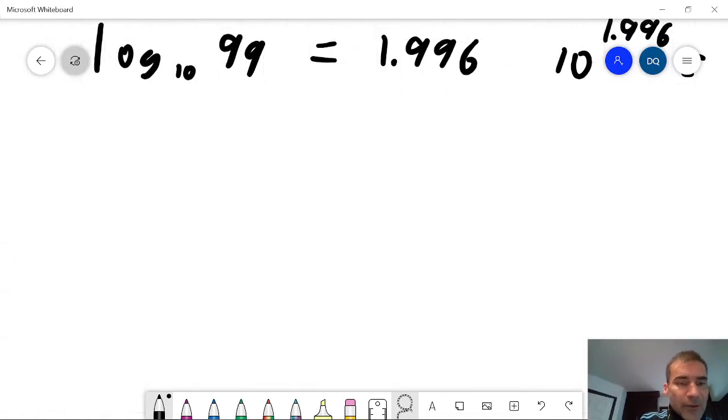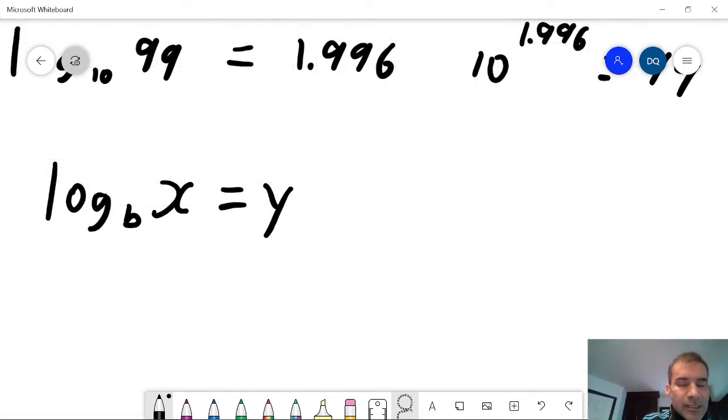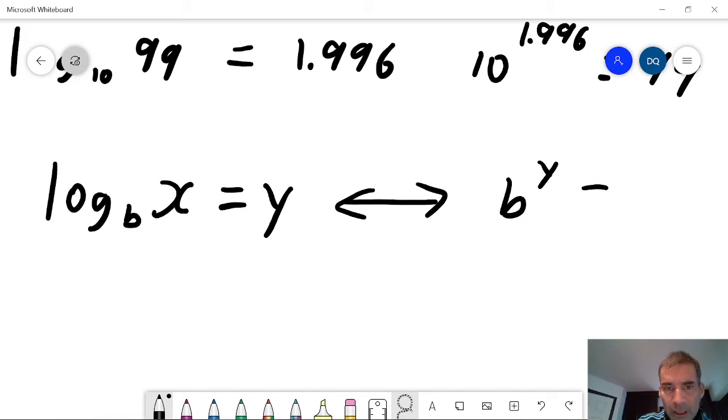So again, the definition of a log: the base b log of x equals y. This statement is equivalent to saying that b to the exponent y is equal to x. Understanding that this is a rearrangement of that is the purest understanding you can get of what a log is.